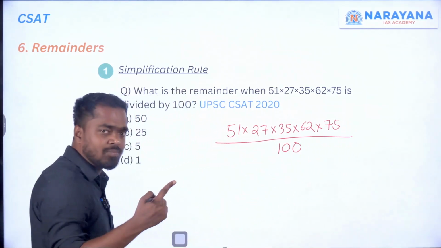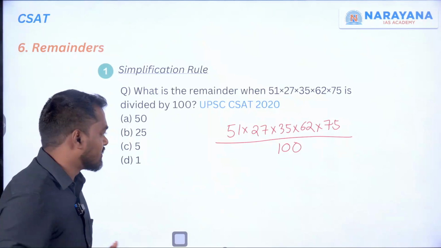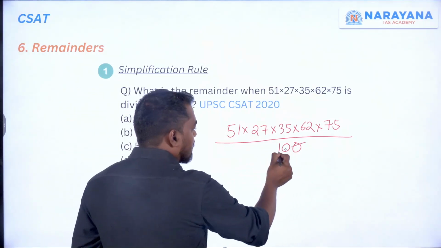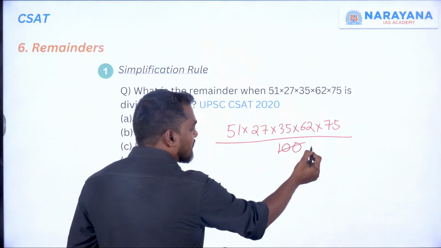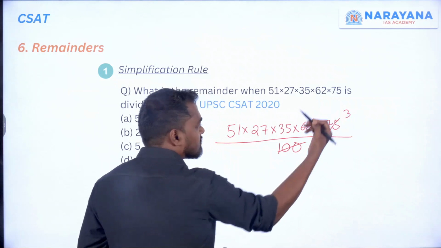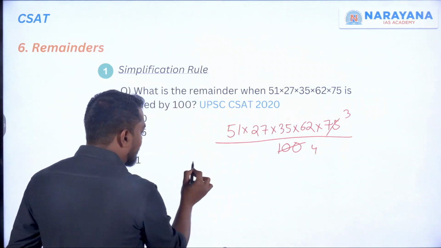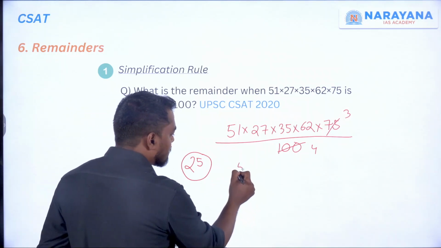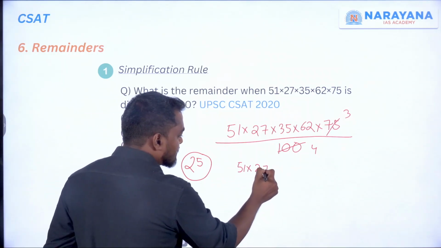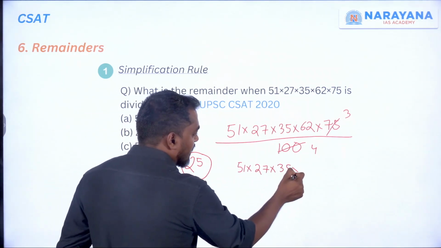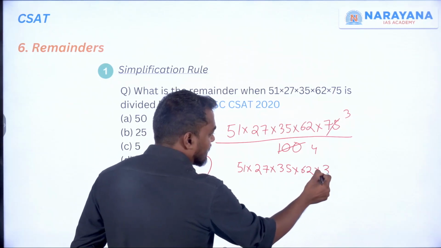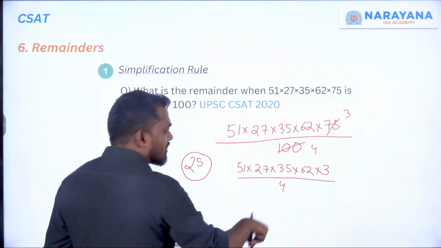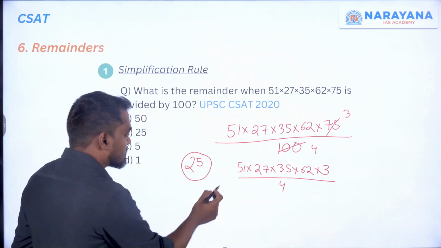So what is the first step to do? Check any common factor. So this is divided by 25, right? 25 4s are, 25 3s are. So take the 25 out, write it separately. What is the remaining expression? 51 into 27 into 35 into 62 into 3 divided by 4. Now find the individual remainders.